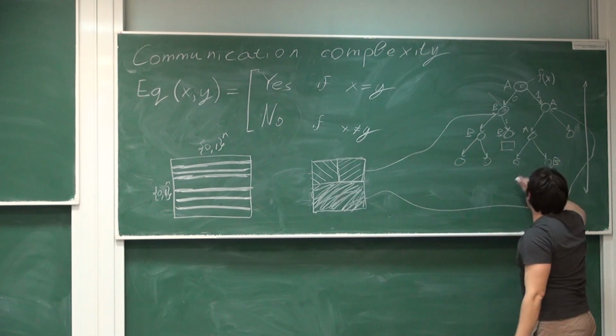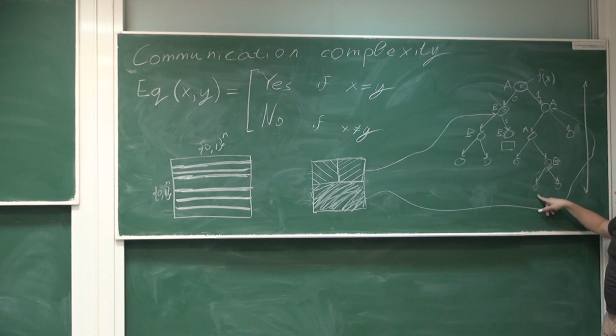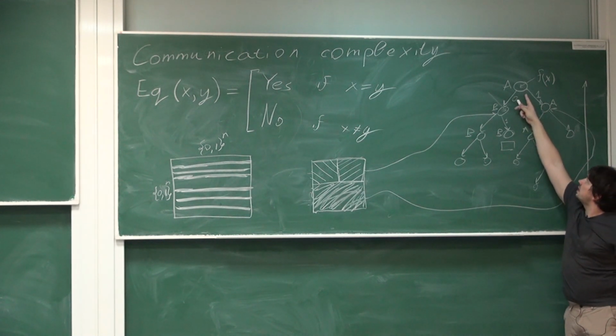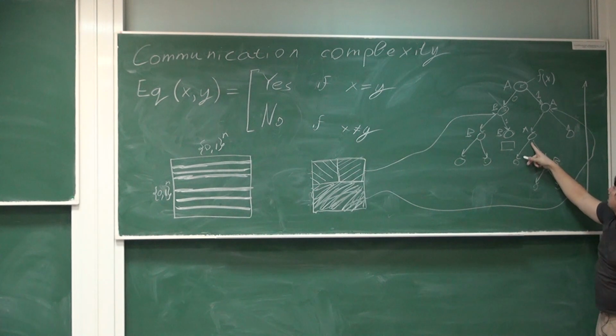So if we go deeper, if we are here, we have to be consistent. So Alice has to be consistent with Alice saying 1 here and Alice saying 1 here.